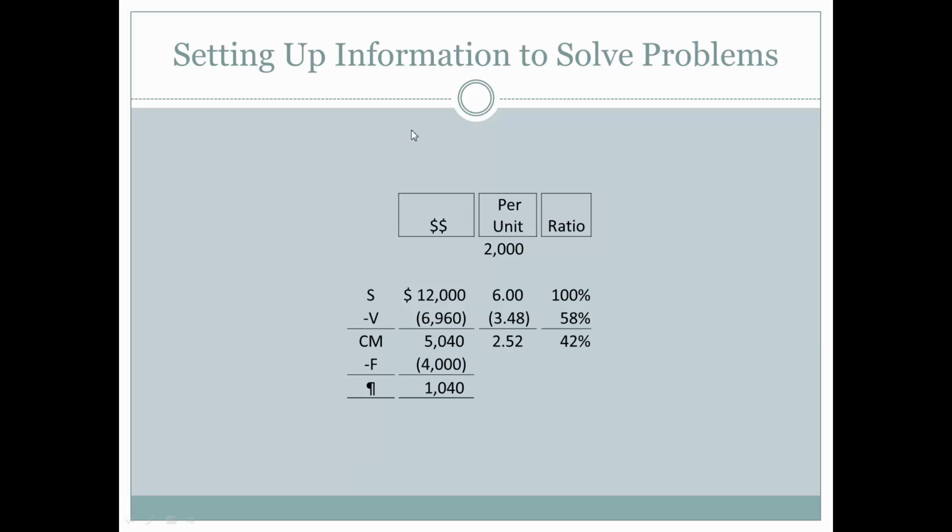And from the contribution margin, we will deduct fixed expenses in order to yield net operating income. We're setting up the information to solve the problem in a consistent manner by taking total dollars here, which we're using from our example. We're also expressing it on a per unit basis. This represents 2,000 sales, and we'll also look at the consistent and stable relationship between variable expenses and sales, which is 58% in this example, which means that the contribution margin will be 42%.